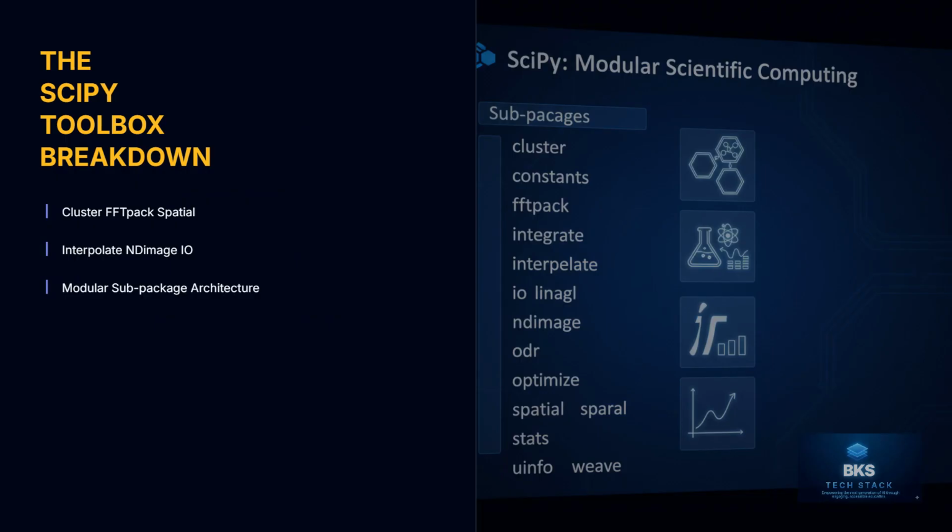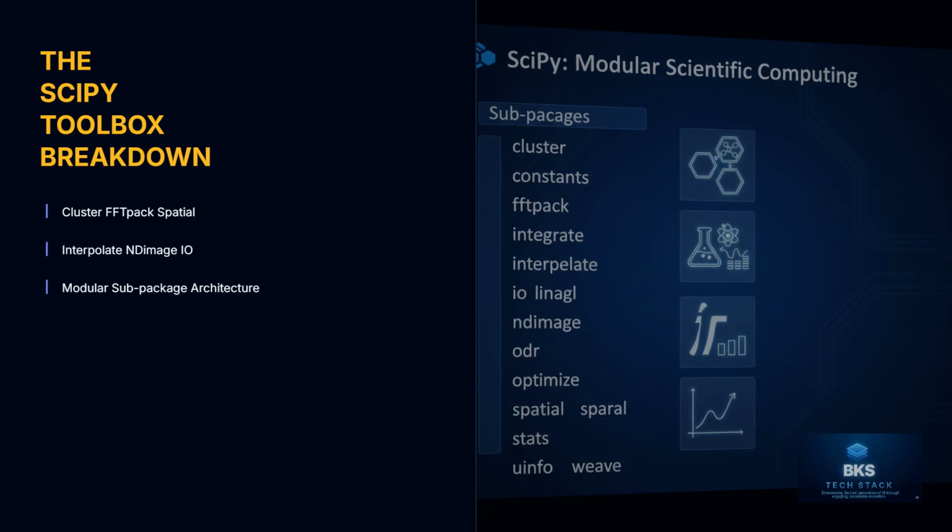Let's pop the hood and look at the architecture. Scipy is organized into sub-packages, each dedicated to a specific domain. This modularity is key. You don't import all of Scipy, you import what you need. We have cluster for vector quantization and k-means.